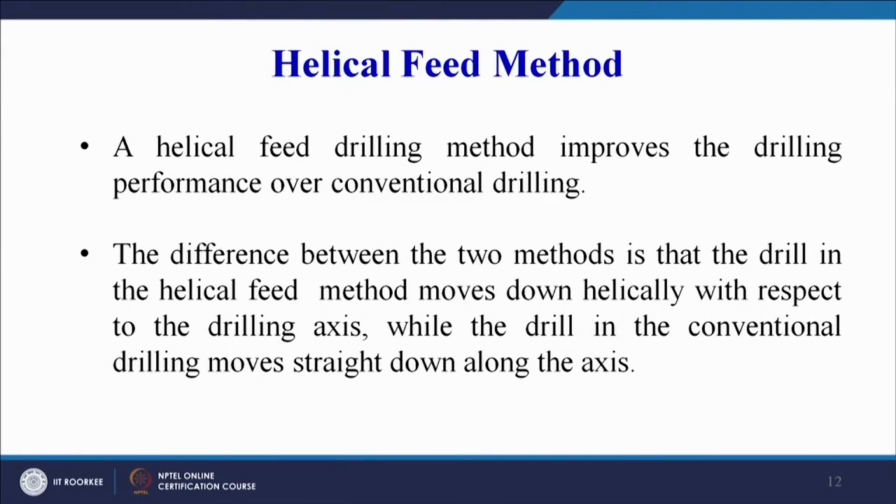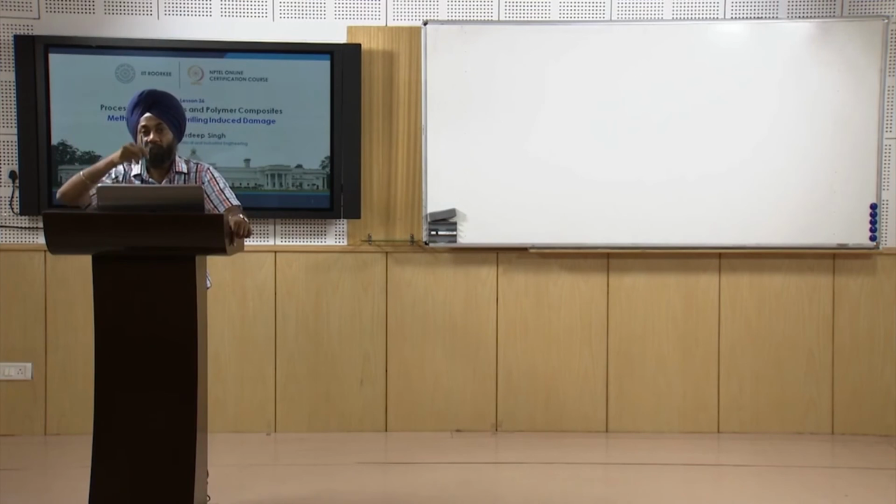What is the difference? That has been clearly outlined in the second point: the difference between the two methods. What are the two methods? The conventional method and the helical feed method. The difference is that the drill in the helical feed method moves down helically with respect to the drilling axis. So it does not move down straight, whereas in conventional drilling, it moves down straight along the axis. Now when it moves down helically, the thrust force is reduced, and when the thrust force is reduced, your push down delamination is definitely going to reduce.